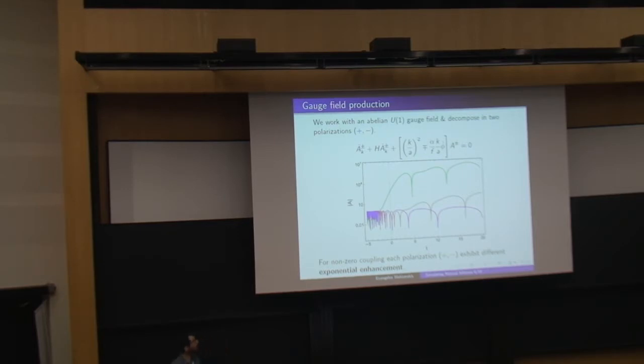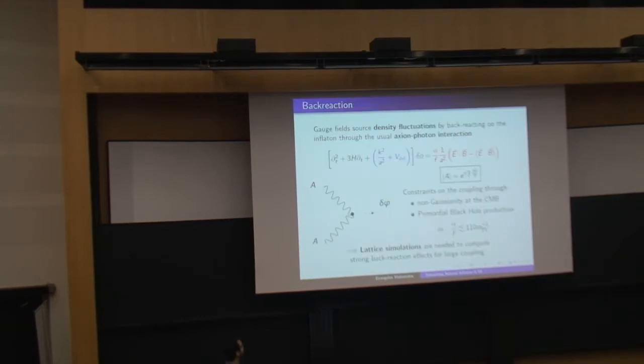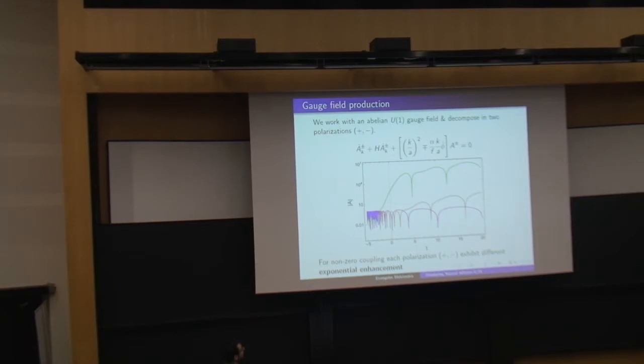Now, whenever you get something that grows exponentially, you have to start wondering, okay, are there back reaction effects? Well, yes, there are. So the produced gauge fields back react on the inflaton, and this is the equation of motion for the inflaton fluctuation delta phi. And you see here the harmonic oscillator-looking equation and a forcing term, which is due to those exponentially enhanced gauge fields.